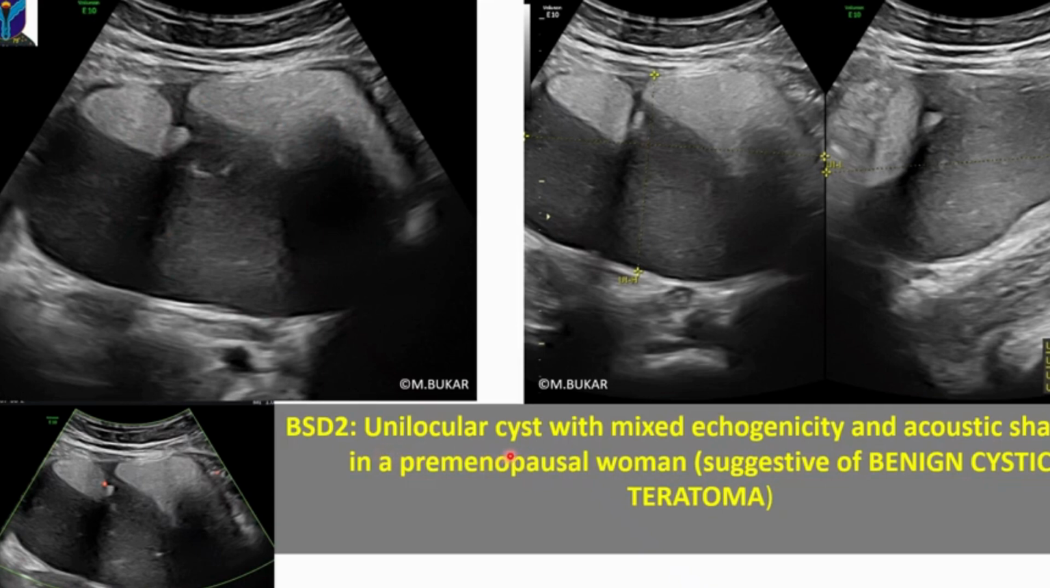So, unilocular cysts with mixed echogenicity and acoustic shadows. Look at the acoustic shadows here. Look at the acoustic shadow here, giving the appearance of the tip of the iceberg, and note these bright lines here. And you can see somewhere here an echogenic lesion casting acoustic shadow. So this is classic of benign cystic teratoma.